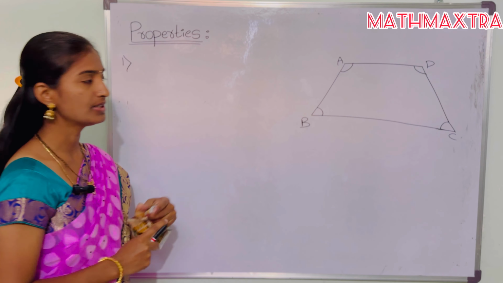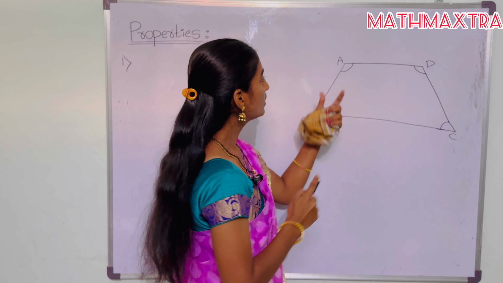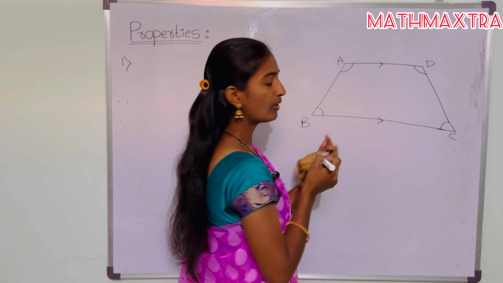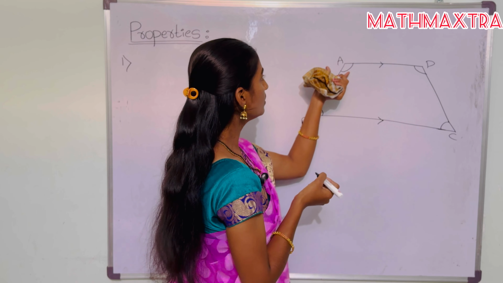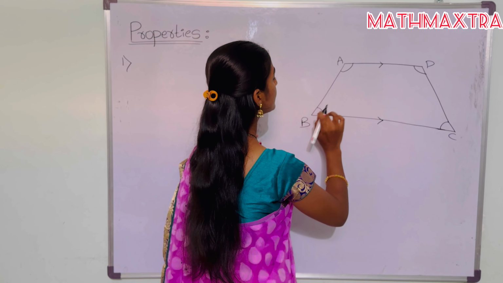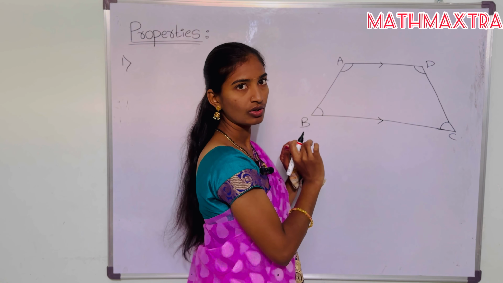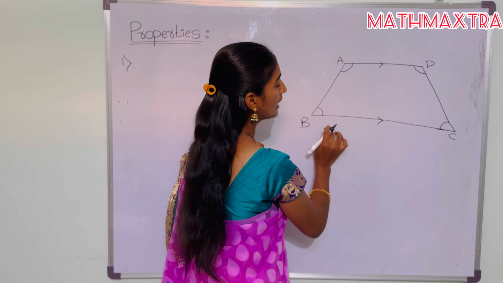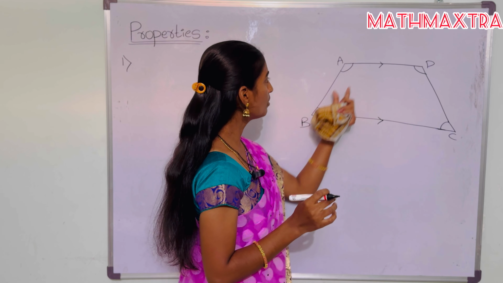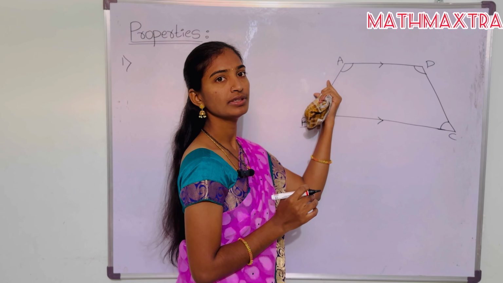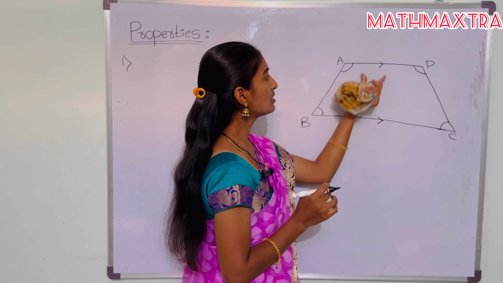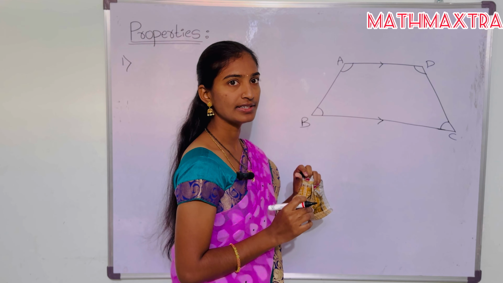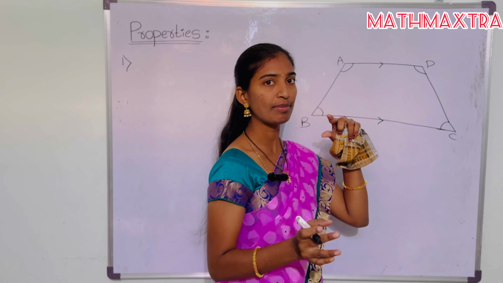The first property: you take one trapezium. These two sides, AD and BC, are parallel. So one pair of opposite sides are parallel. This angle A has arms AB and AD, and this angle B has arms AB and BC. So these two angles have a common arm AB, isn't it? As these two are parallel sides, AB and CD we call non-parallel sides. Okay, AB and CD are non-parallel sides.